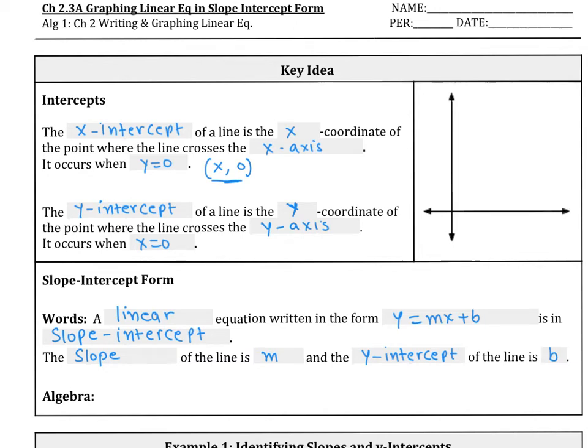So for example, if we talk about a point like (x, y), where x is 0 and y is any coordinate, then that type of point is called a y-intercept point. Now let's talk about the slope-intercept form. A linear equation written in the form y equals mx plus b is in slope-intercept form. The slope of the line is m, the number in front of x, and the y-intercept is the b number that is added to the x term.